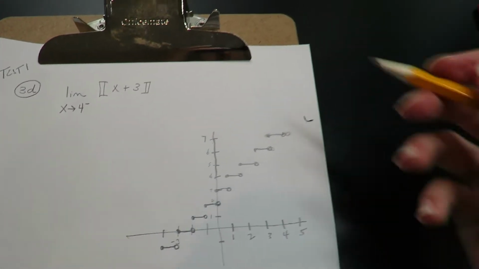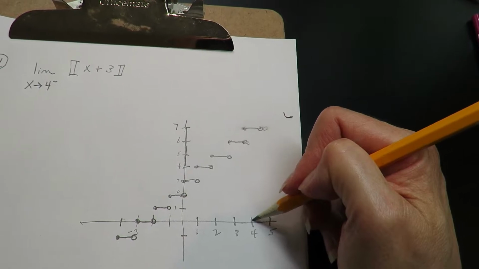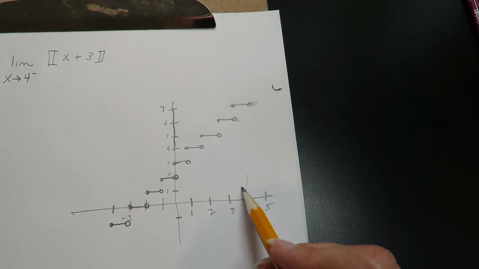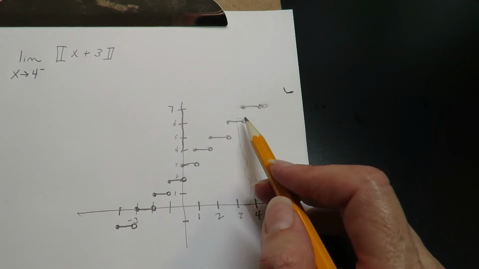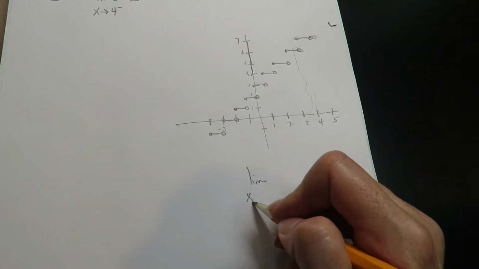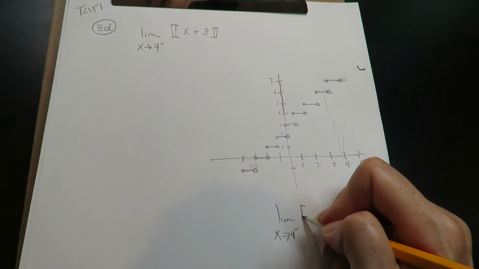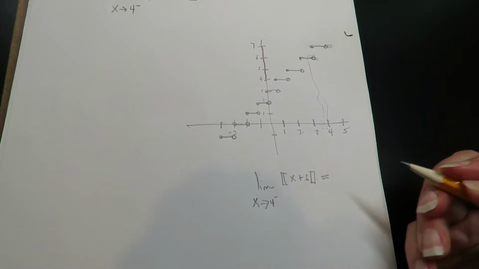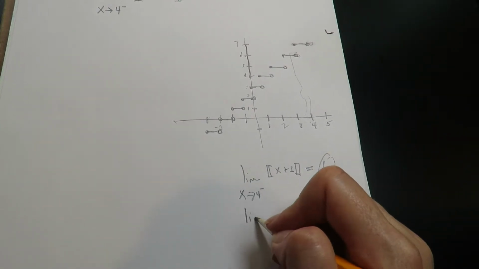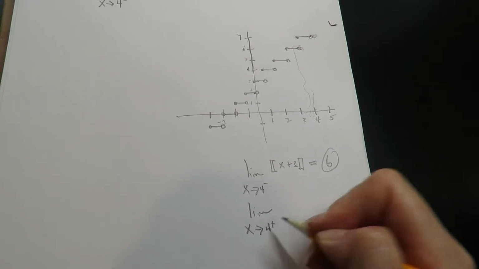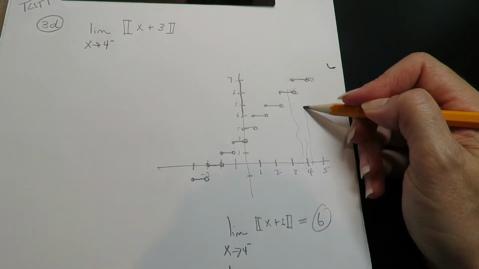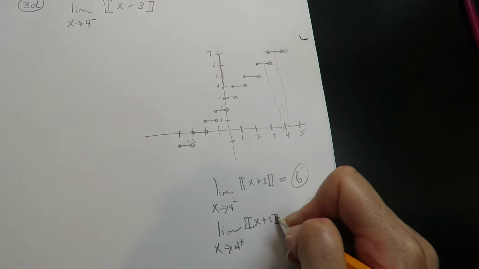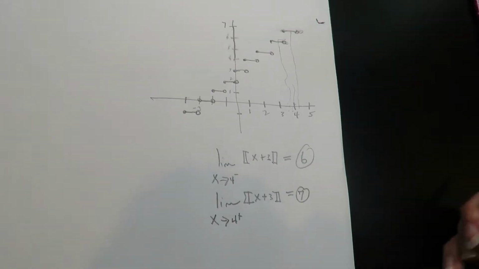Okay, so as you can see at 4, if I'm to the left of 4, I'm hitting this stair. If I'm to the left of 4, I'm actually going to hit a height of 6. If I'm to the right of 4, I'm actually going to hit a height of 7.